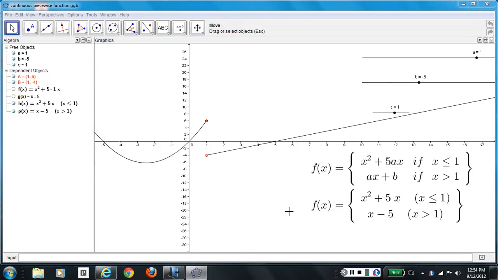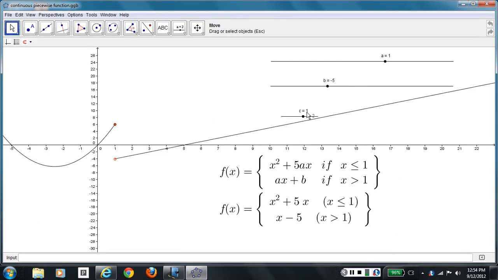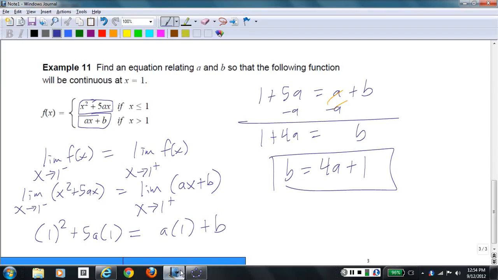Okay, so here is basically our piecewise function. That's how I defined these objects. Not too many objects there. We've got f of x equals x squared plus 5ax if x is less than or equal to 1, and ax plus b if x is greater than 1. For different values of a and b, this is a different function. The graphs look different. We just want to choose a and b so that they satisfy the equation b equals 4a plus 1. So how about if we start with a equals 0?